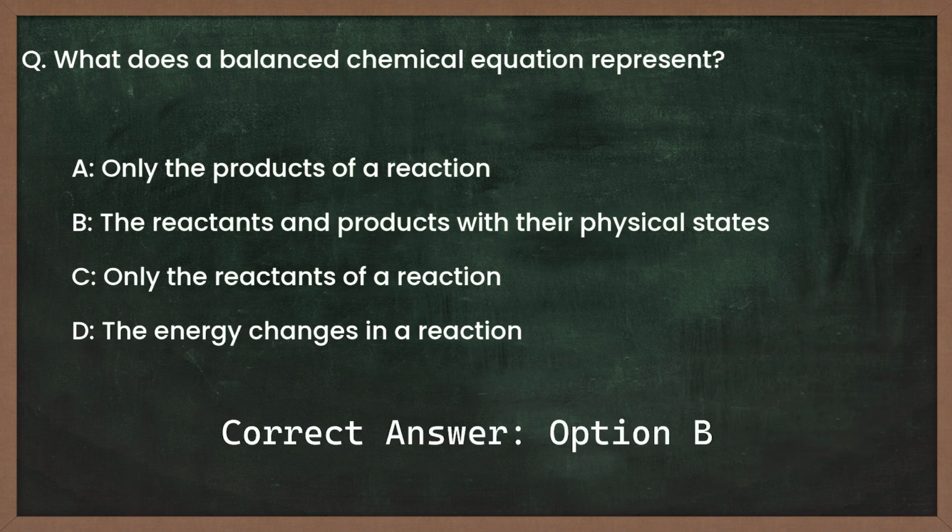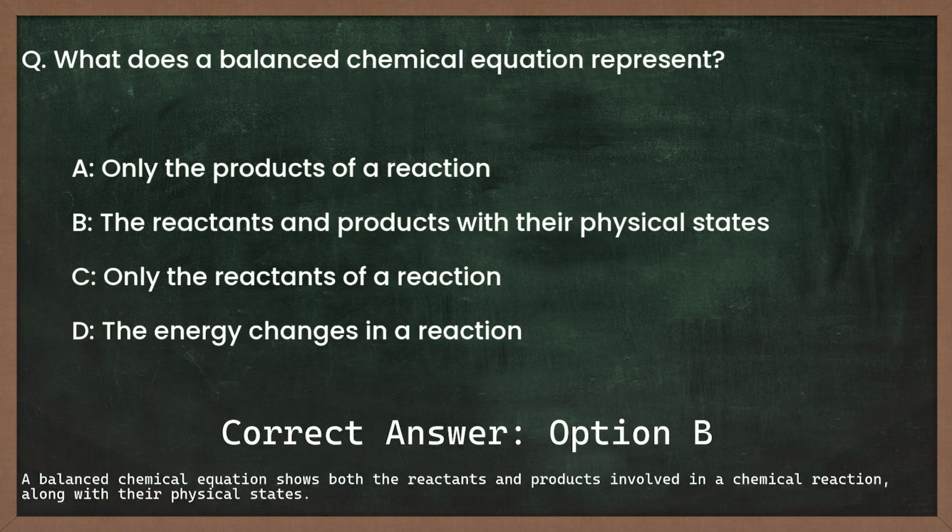The correct answer is option B, which is the reactants and products with their physical states. A balanced chemical equation shows both the reactants and products involved in a chemical reaction, along with their physical states.